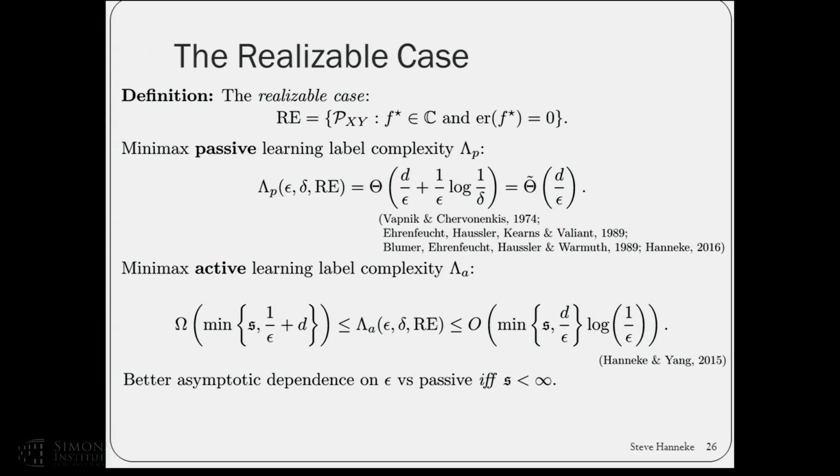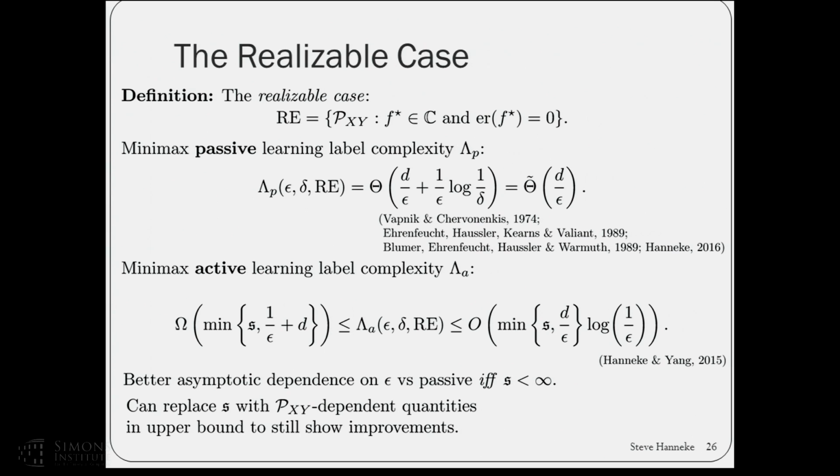In active learning, the result is that the minimax label complexity is roughly the minimum of the star number and d over epsilon. There's a small gap that you can prove you can't get rid of, but basically that's what it is. And the key here is that you get a better asymptotic dependence on epsilon if and only if the star number is finite.